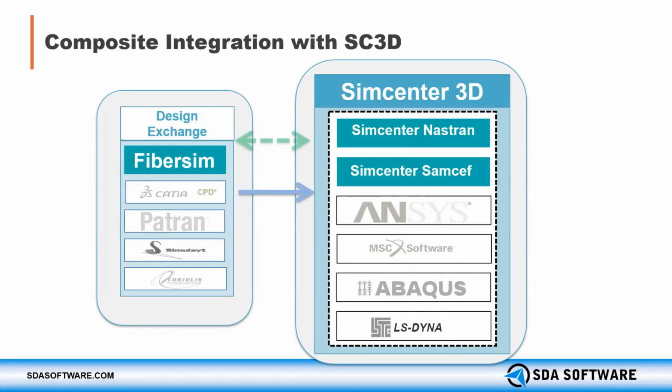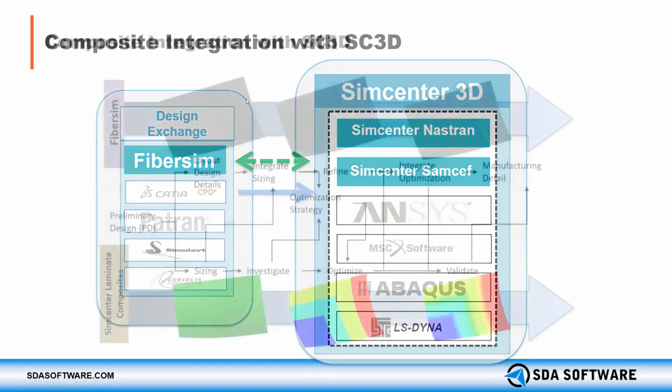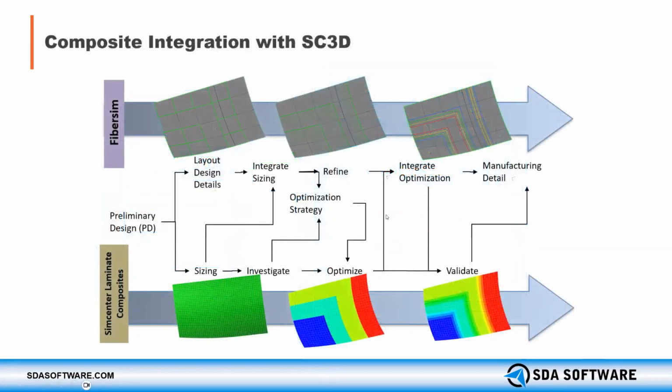Now, one of the additional capabilities between Simcenter and Fibersim is the bidirectional capability between the products. We're able to take ply data from the analysis models, send it to Fibersim, and then take the manufactured data with the layups, angles, and everything else and send it back to Simcenter. So this bidirectional capability is a very powerful integration between the two products. Here we're just showing the process of being able to use both products concurrently.